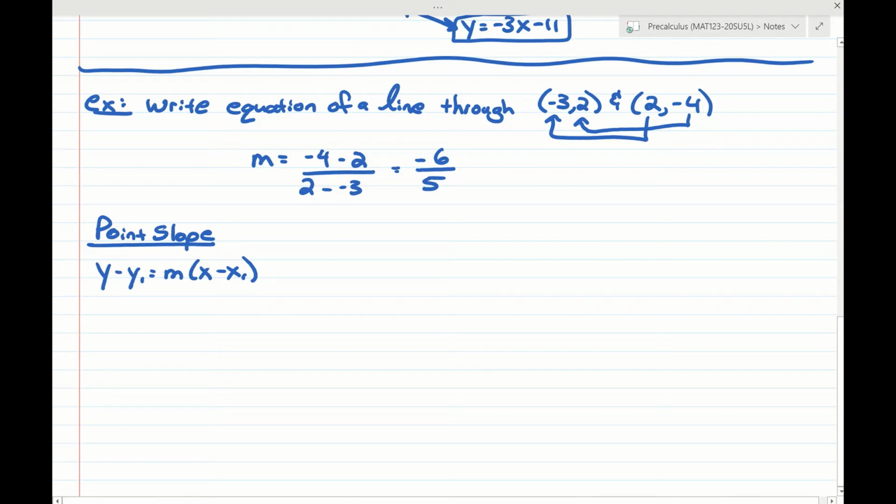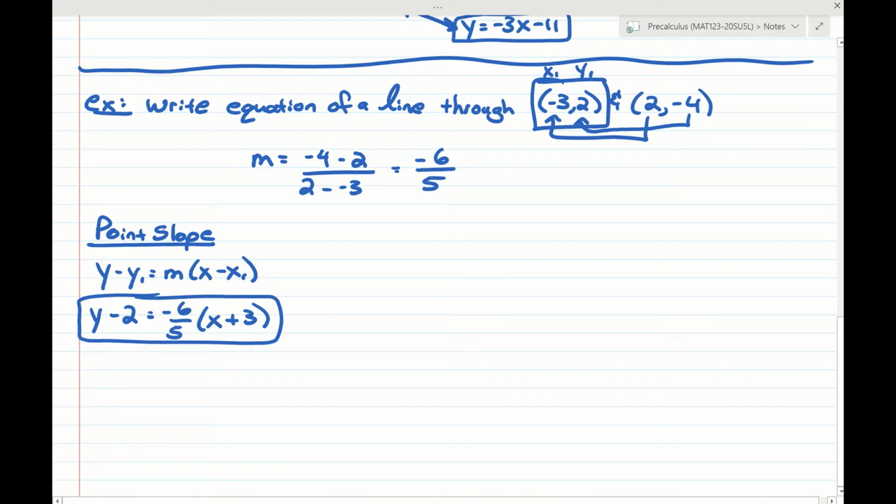Well, we have 2 points, right? We only need one, so pick whatever one you like better. This one is kind of standing out to me. So we have an x1 value and we have a y1 value. So we get y minus y1 is equal to m times x minus -3. That's a perfectly acceptable answer.